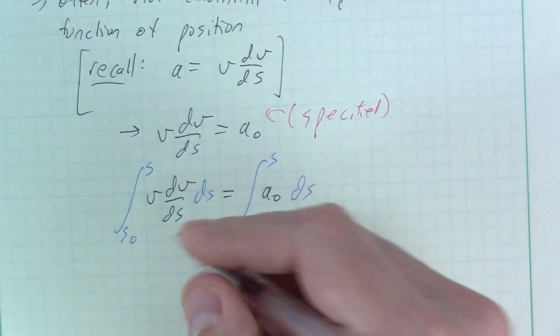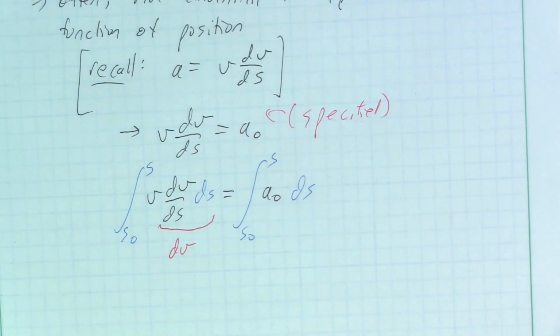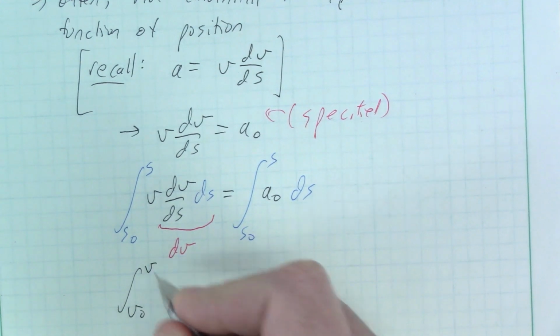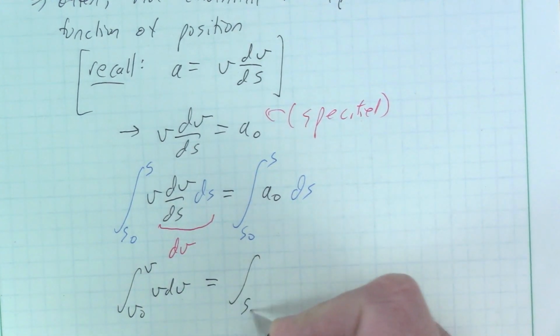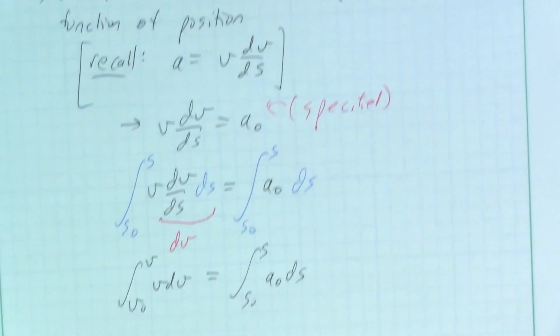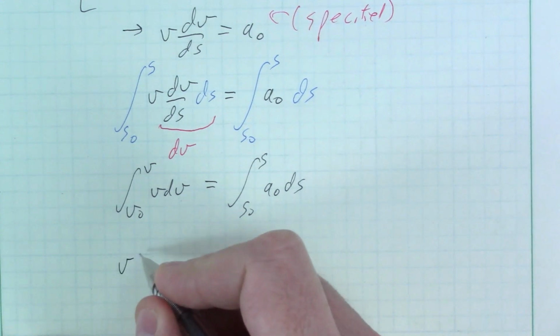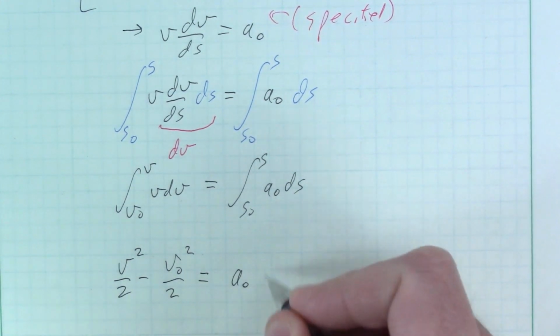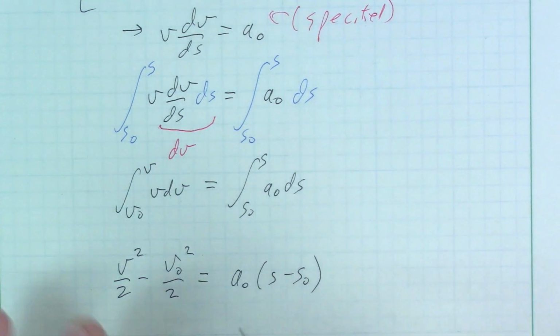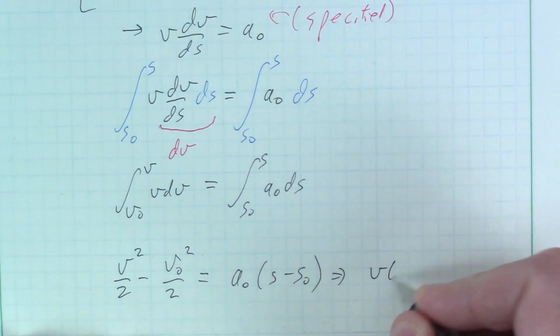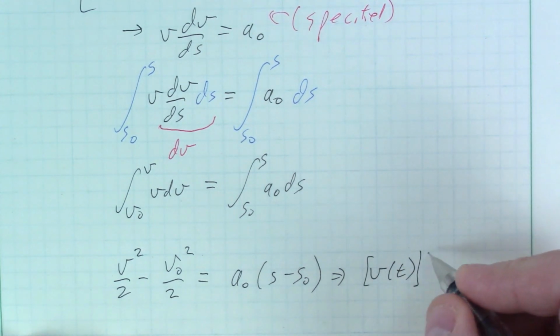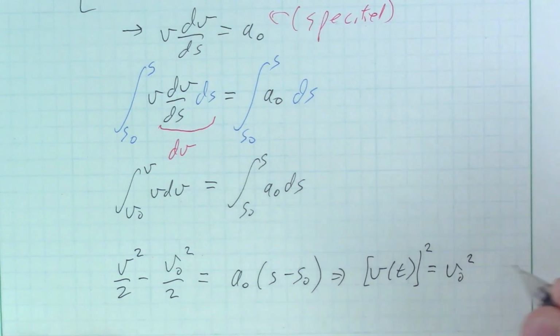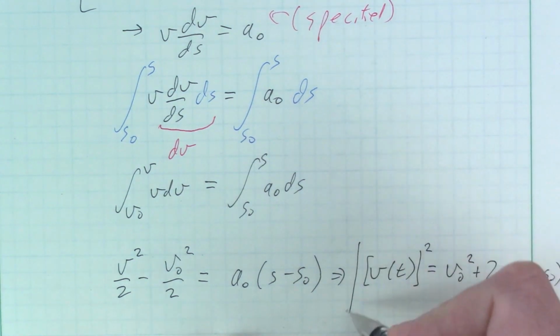Well, now this combination is just our differential change in velocity from those two positions, and we can then convert this to a velocity integral, and this stays as a position integral of that constant acceleration. Okay, well, v dv, that's just going to go to v squared over 2 minus v naught squared over 2, and that equals a naught times s minus s naught. Or, solve this for velocity. Velocity at time t, and maybe we just keep the square on this side, is equal to v naught squared plus 2 a naught times s minus s naught, where s is a function of time, remember, as well.